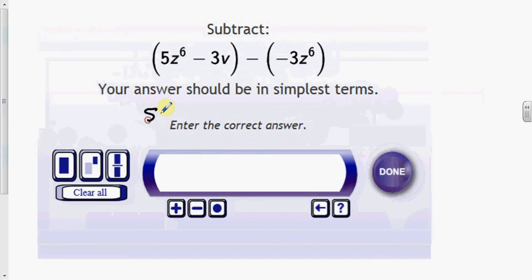So this is 5z to the 6th. Negative parentheses negative becomes plus, so this is plus 3z to the 6th, then minus 3v. These two terms here are alike, so 5 plus 3 is 8 times z to the 6th, minus 3v.